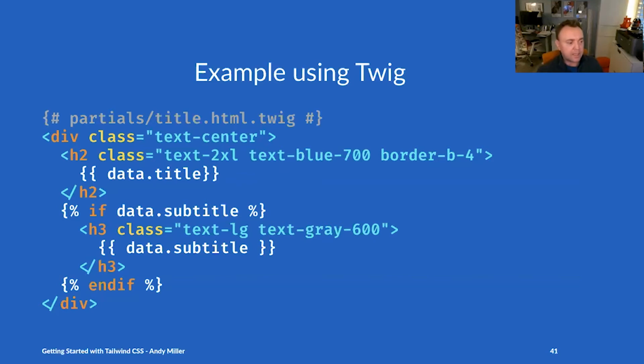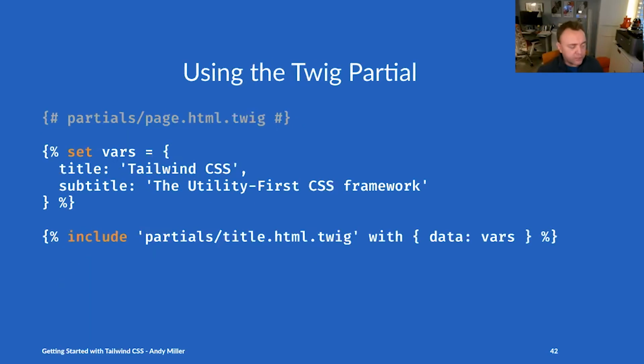So it's expecting a data object to be passed in, and this is using Twig. I don't know if you guys are familiar with Twig, but it's used in GraphCMS and Drupal and a lot of other places. So it's expecting a data object to be passed in, and that data object should have a title and a subtitle, or an optional subtitle actually. So here you can see how I would use that. I create a variable with a title and a subtitle, and then I include the partial and I pass in the variable as data.